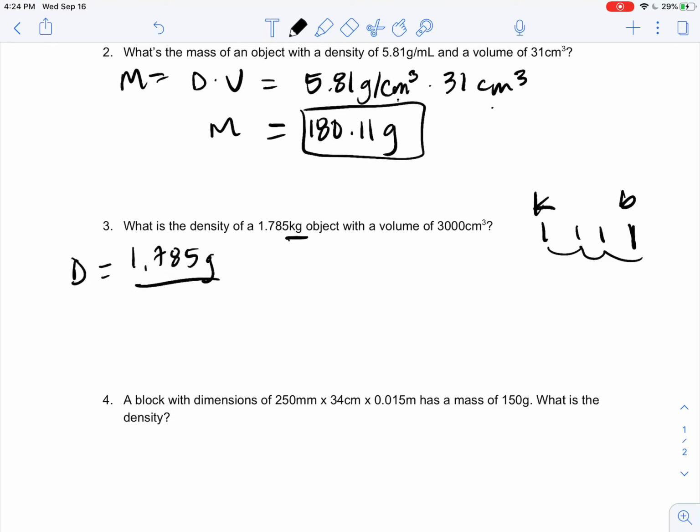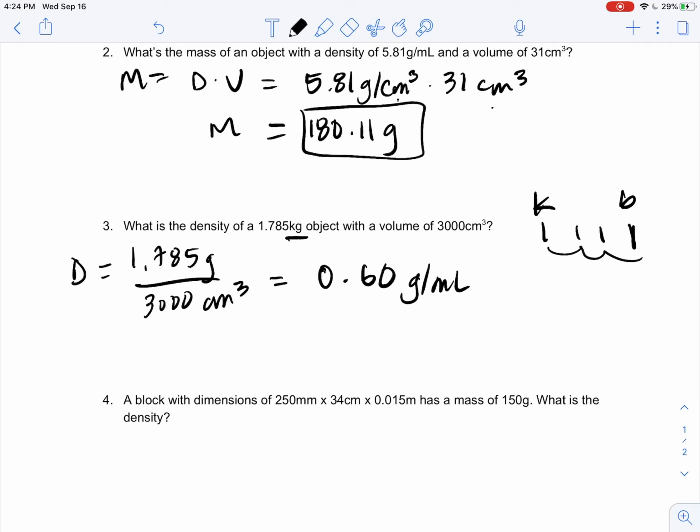And it's density. Density equals mass over volume. There's the mass, and the volume is 3,000 centimeters cubed. So the trick is that you have to be careful of the units and make sure you're paying attention. 1,785 divided by 3,000 is 0.595. Can we call it 0.6? 0.60. And then the label would be grams per centimeter cubed.